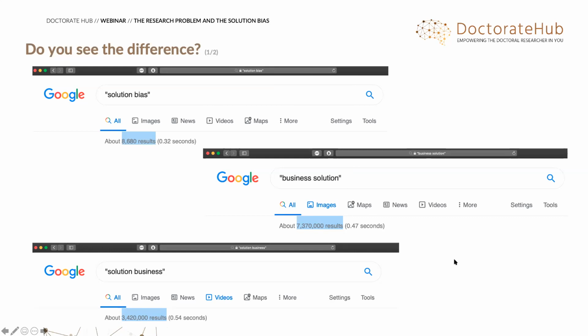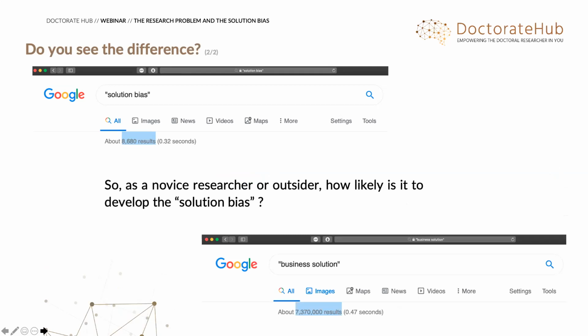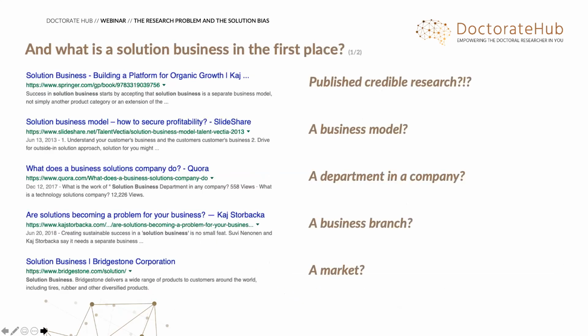On the other hand, if you Google for business solutions, you get an amazing 7 million something hits. Okay, that's already much better. And if you look for a solution business, you still get 3 million something hits. Now, let's look into that. Compare solution bias to business solution. I said, you need to be damn sure that something like a solution bias exists. And Google is damn sure that something like a business solution exists. Okay. But more scary than that, Google is damn sure that something like a solution business exists.